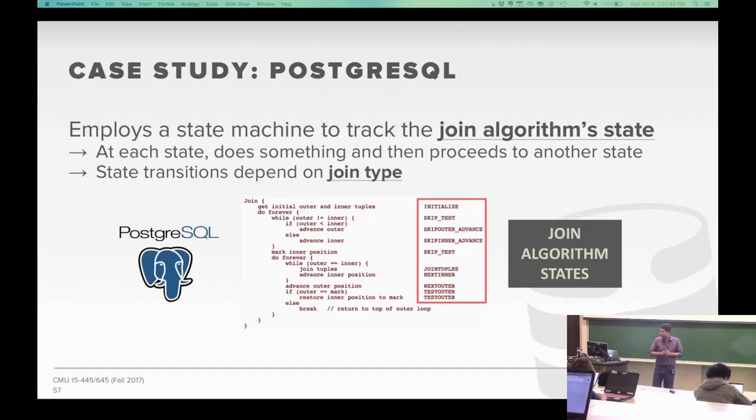In this picture, you can see that on the right side, we have a bunch of states. And these states have to do with whether it's an inner join or an outer join, etc. So this is how it's done in the real world, and you do this for each join algorithm.